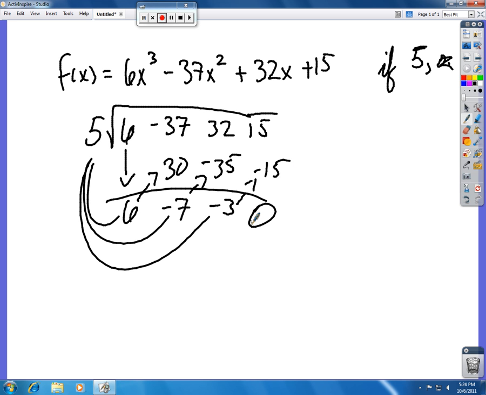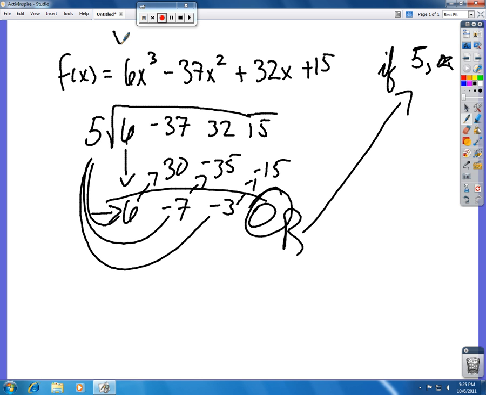Okay, so now we've got 6, negative 7, and negative 3. We knew this here was going to be 0 because they already told us right here if 5 is a 0, 0 factor, that is. So what we have to do now is rewrite this quotient down here, 6, negative 7, and negative 3, but we have to incorporate the variables again.